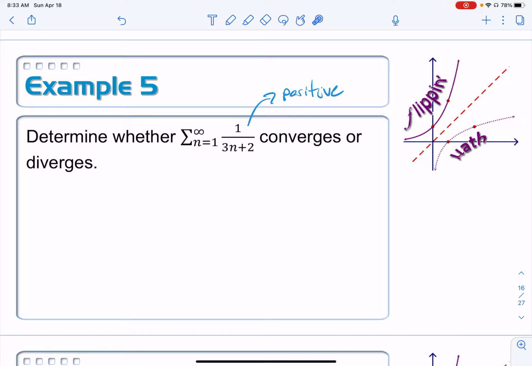Okay. So now if I take the dominant terms here, it looks like I got 1 over n. So it looks like maybe what I'm going to compare this to is the series n equals 1 to infinity of 1 over n. Hey, what's that? That one's famous. This one is the divergent harmonic series.